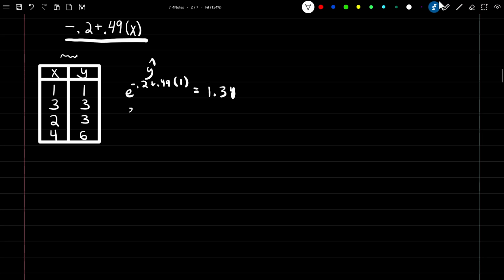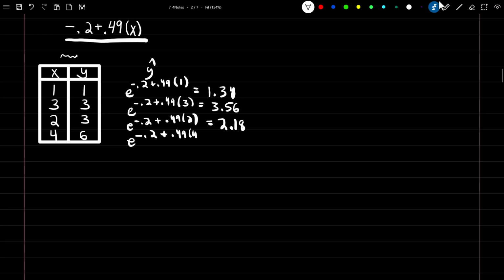And for our second observation, we do the same thing: e to the negative 0.2 plus 0.49 times our x, which is 3, would produce 3.56. For a third observation, we have an x value of 2, which would produce 2.18. And then finally, for our fourth observation, we'd have e to the negative 0.2 plus 0.49 times 4, which would give us 5.81. So these would be our predicted values.